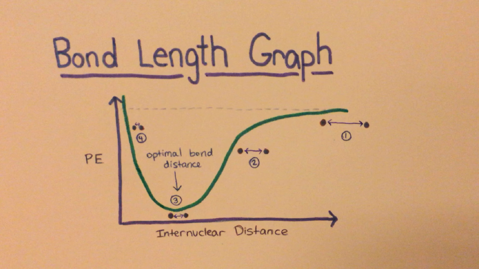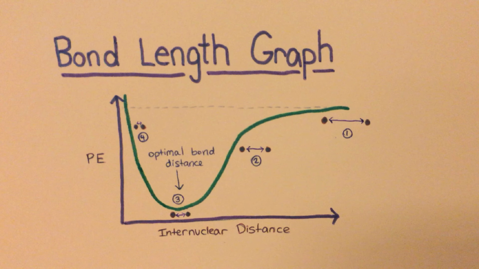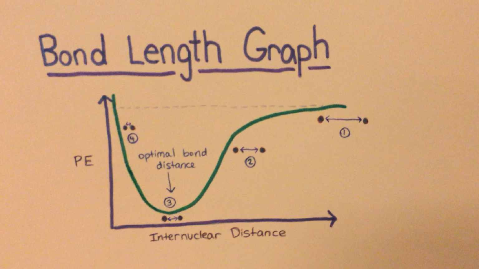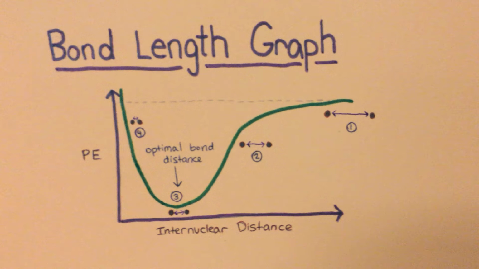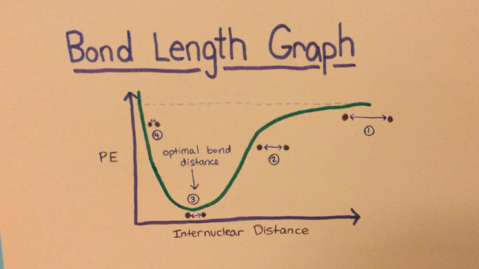Now let's take a look at the bond length graph. As the distance between two atoms decreases, so does the potential energy in the bond. In 1, you can see that the longer bond length distance results in a higher energy level.